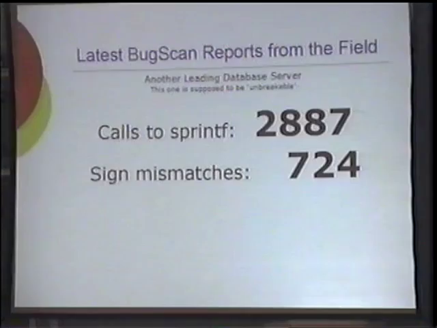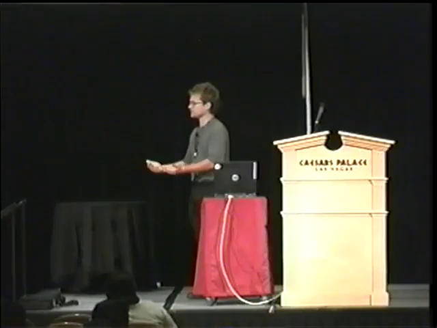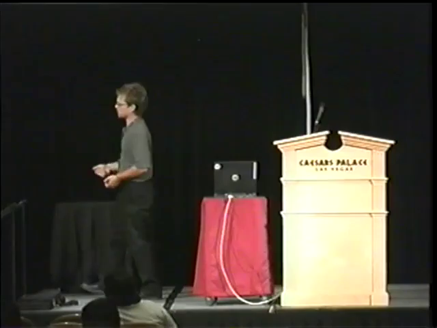Now, let's say I had run an analysis like this, and I got some really good information. Now, I actually want to use it right off the bat. Here's something I can do right off the bat in my lab if I want to find an exploit. I call this red pointing. I take all the memory locations where I found a suspect location, and I drop a breakpoint on them, and I run the target. I mean, this is taking me 5 minutes, and it's very simple to do.